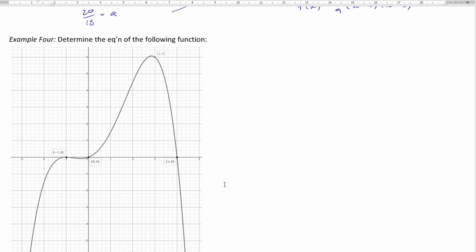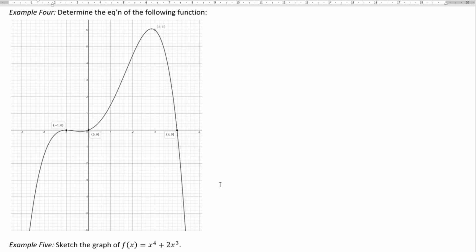Two more quick examples here. Determine the equation of the following function. Well, I can see right here that it's opening down, right? So it opens down, which means that it's going to be an even degree function, and it's going to have a negative leading coefficient.